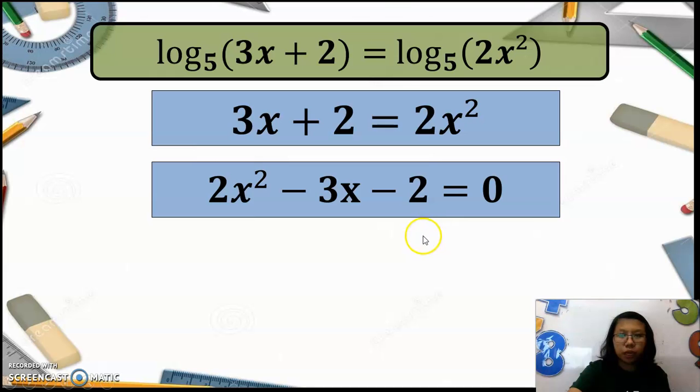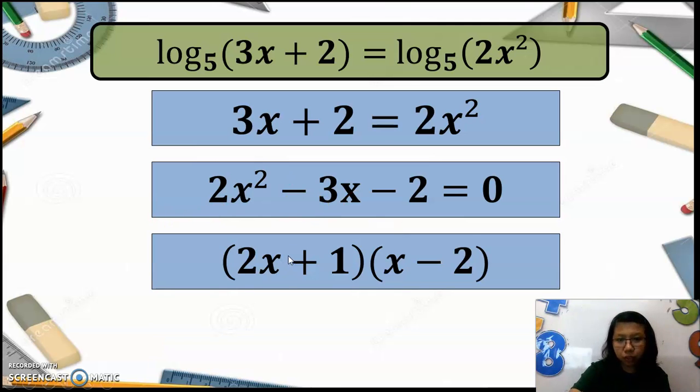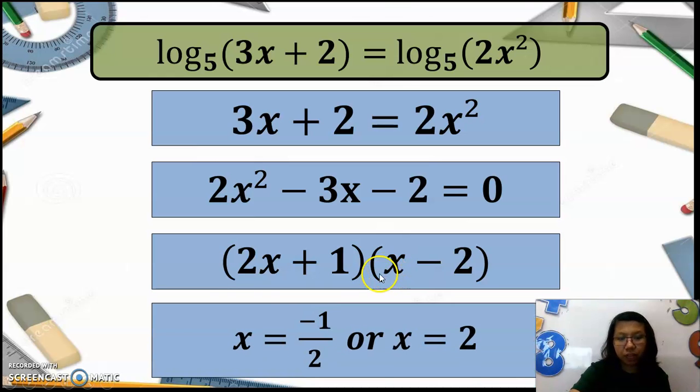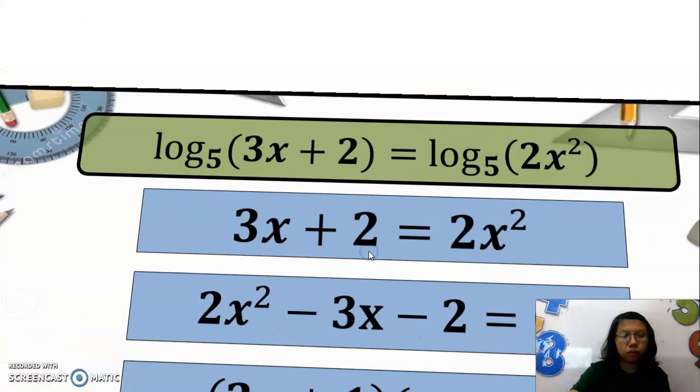So you can use different ways. Number 1, you can use the factoring method. You can use completing the square. You can use the quadratic formula for you to get the value of x. Since this example is factorable, I have the factors, which are 2x plus 1 and the other one will be x minus 2. And then getting the values of x, we will have negative 1/2, and the other one will be x is equal to positive 2.